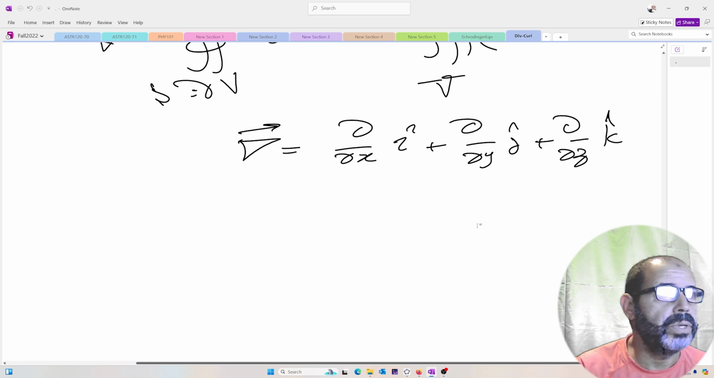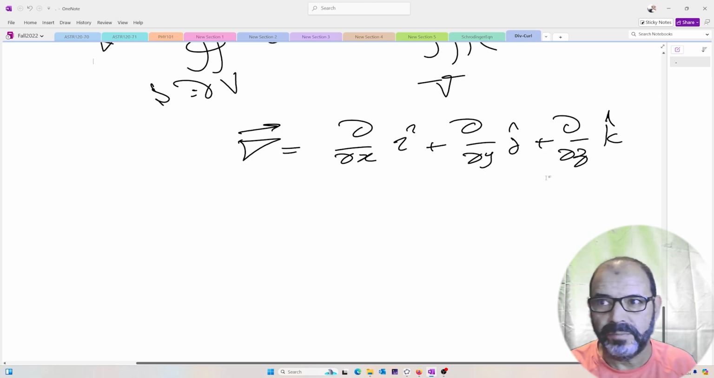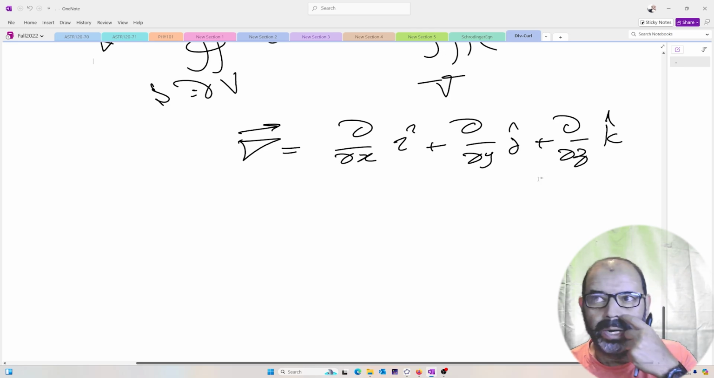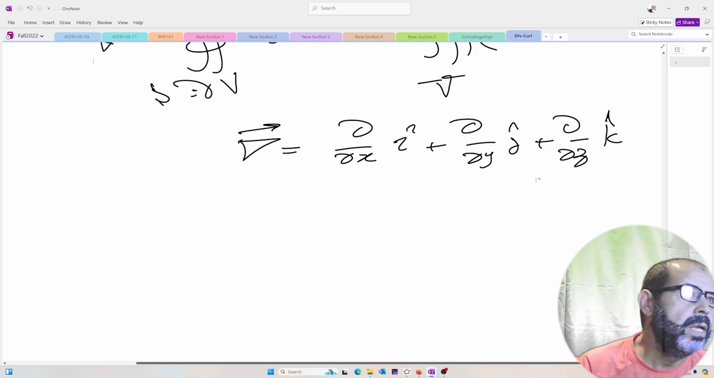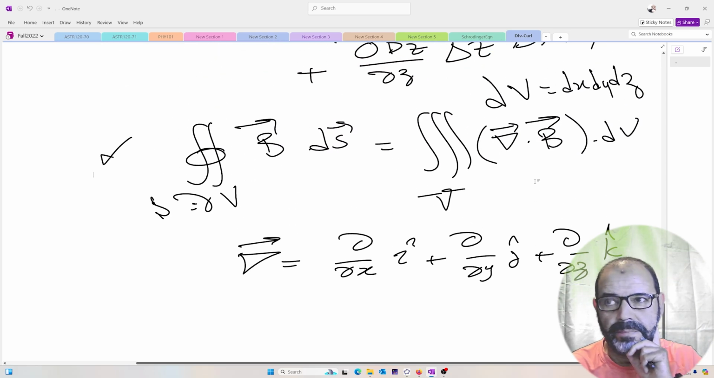So if you don't care about Cartesian coordinates and you would want to use polar coordinates, go for it and just find the appropriate transformations to take you from x, y, z to r, theta, phi, okay? Anyway, so that takes care of the divergence theorem. Hopefully, this is item 1.